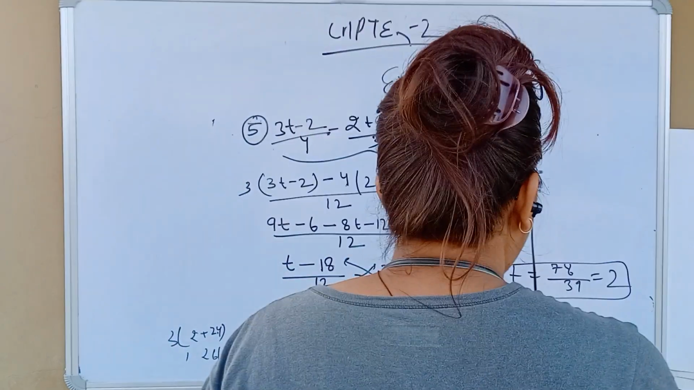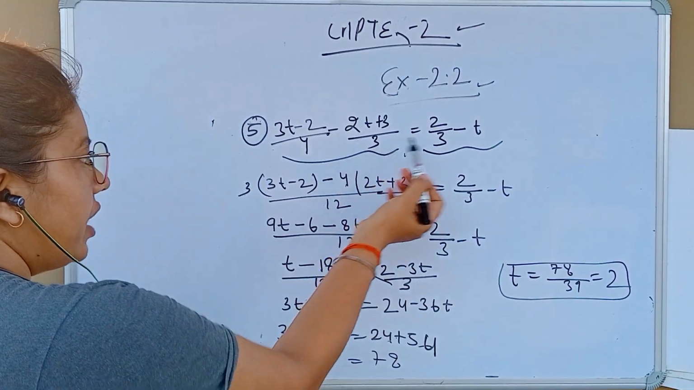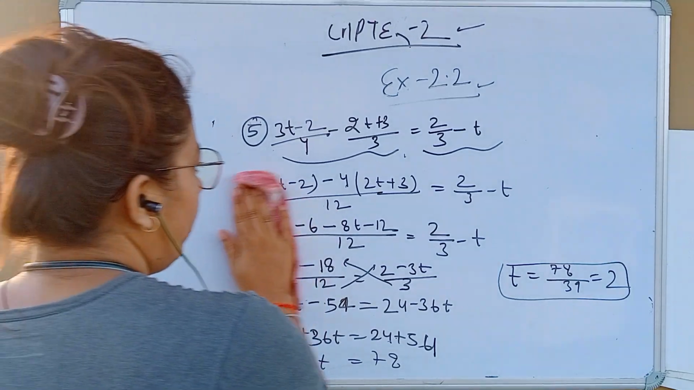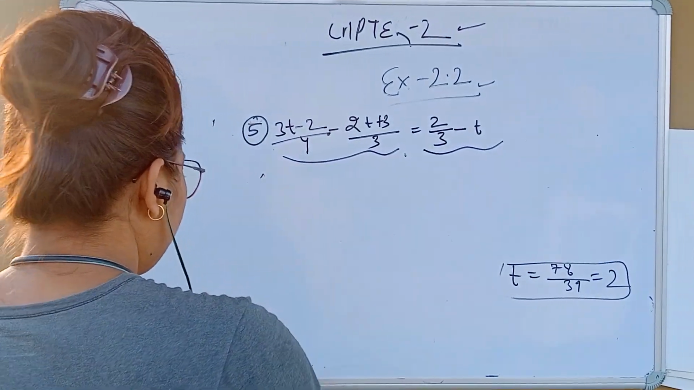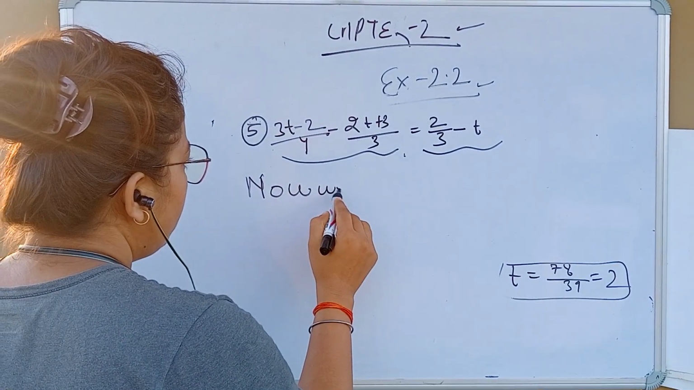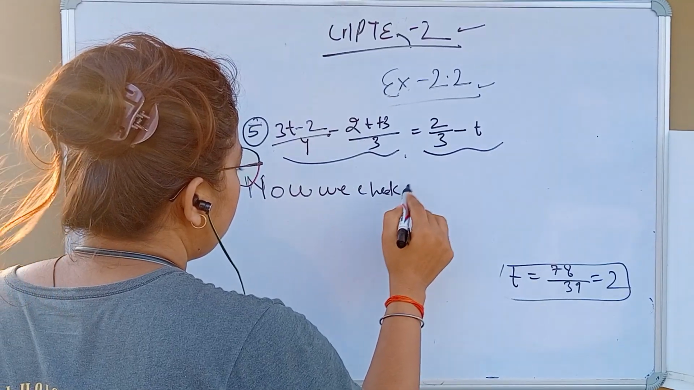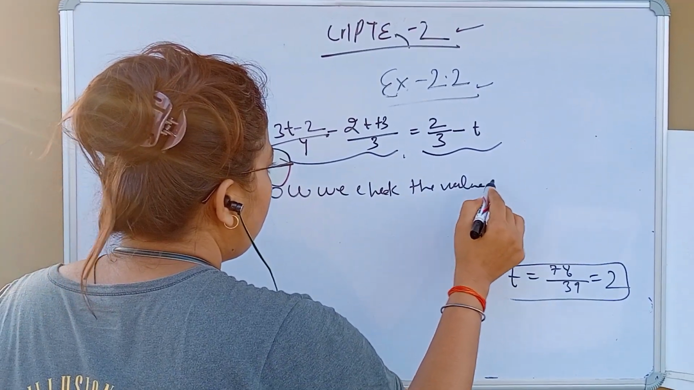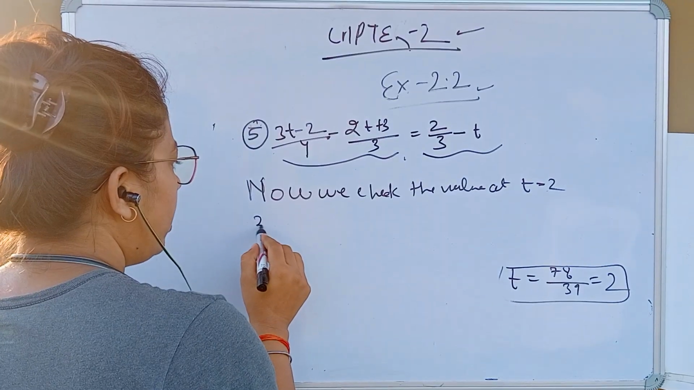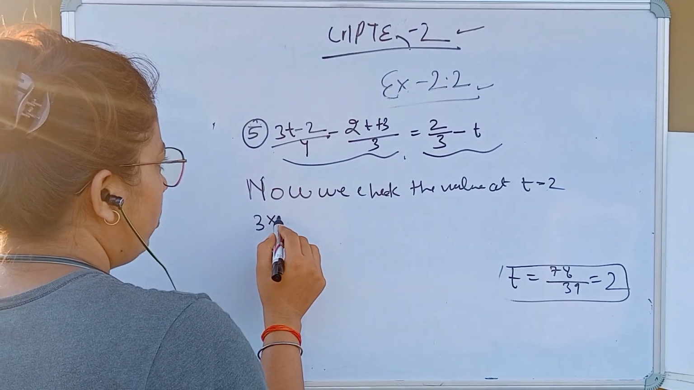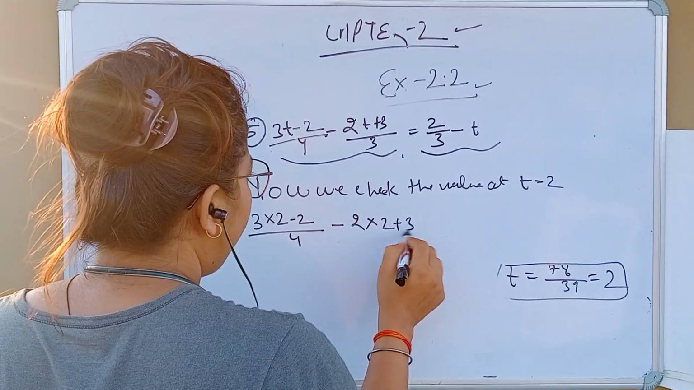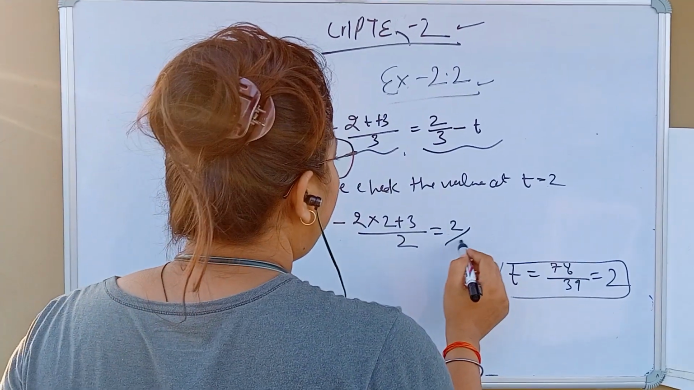The t value is 2. Now we check by putting the value of t in this equation, to see whether the t value is true or not. Checking the value at t equals 2. Take 2 and put it in this equation: (3 times 2 minus 2) divided by 4, minus (2 times 2 plus 3) divided by 3, is equal to 2 divided by 3 minus 2.